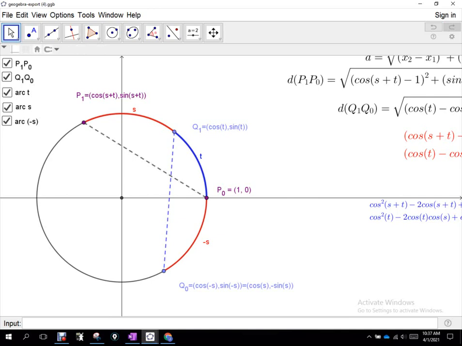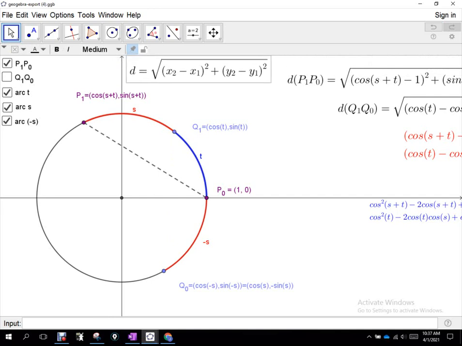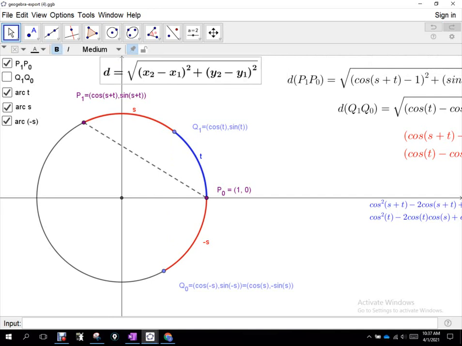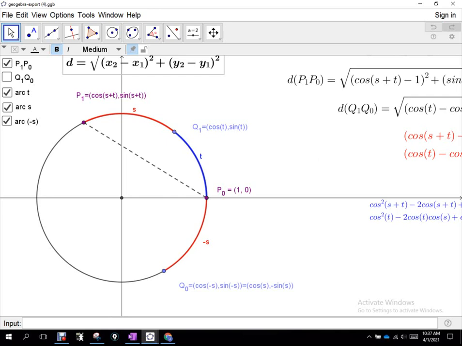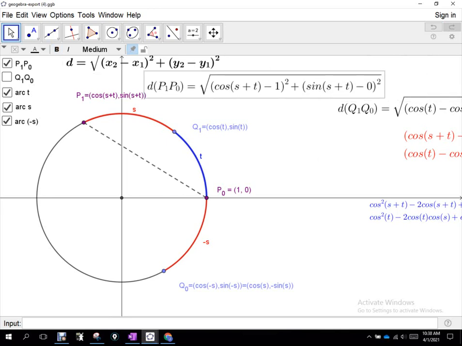Why is that useful for us? Well, we have the ability to find that distance right now. The distance formula in the Cartesian plane is that thing right there: x2 minus x1 squared plus y2 minus y1 squared all underneath the square root. Right here, P1 is an x1, y1, and this P0 is an x2, y2. Does that make sense? If I apply that formula to P1 and P0, we get this thing here in purple.